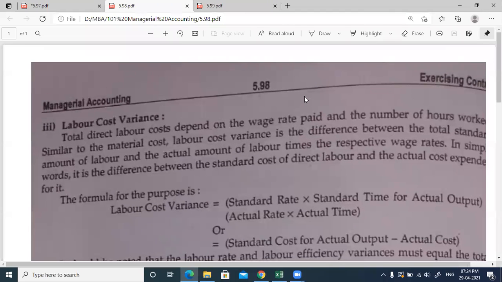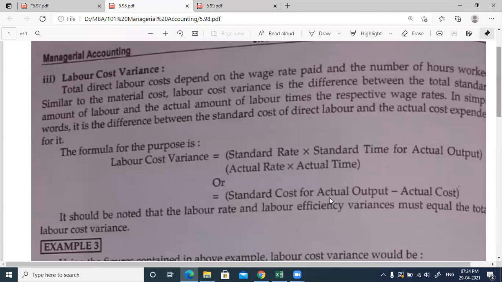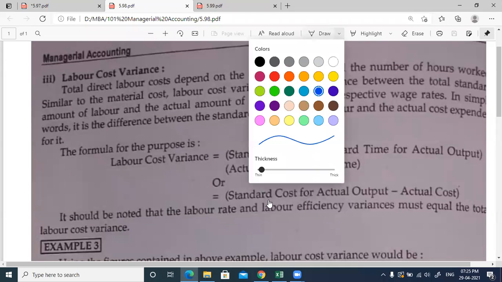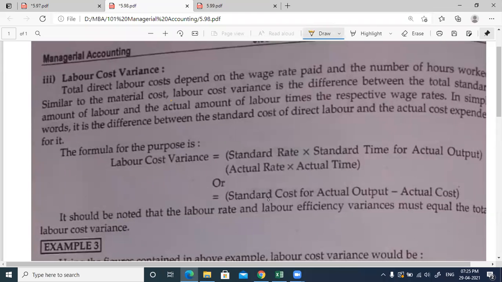Labor cost variance. Total direct labor costs depend on the wage rate paid and the number of hours worked. Similar to the material cost, labor cost variance is the difference between the total standard amount of labor and the actual amount of labor times the respective wage rate. In simple words, it is the difference between the standard cost of direct labor and the actual cost expended for it.